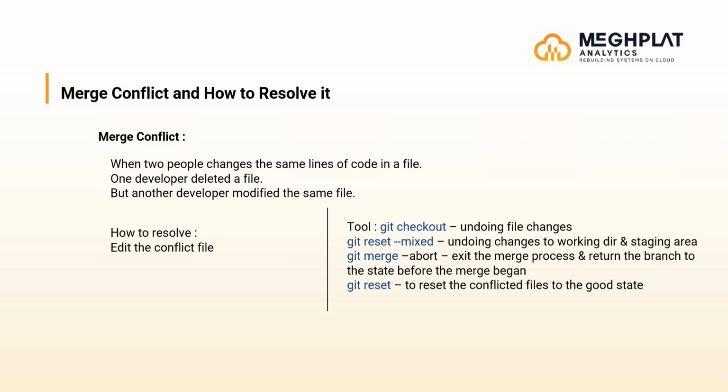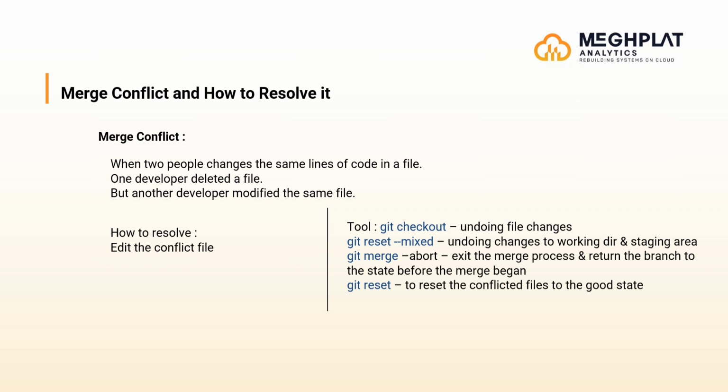Merge conflict is nothing but, whenever we work in a team, when two people are changing the same lines in a file, or if one developer is trying to delete a file and another developer is trying to modify the same file. This is the case where some lines of code are getting touched by two developers. This is the common scenario where we always see merge conflict. Whenever we try to merge the branch with conflicts, we cannot merge the file. So the developer has to resolve it.